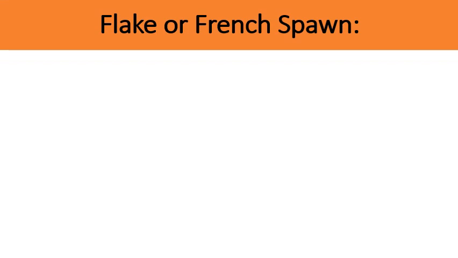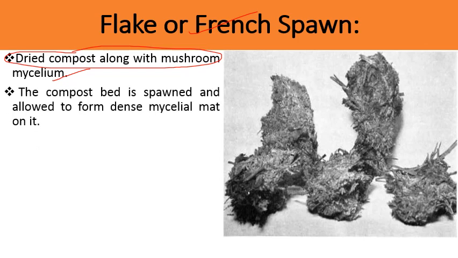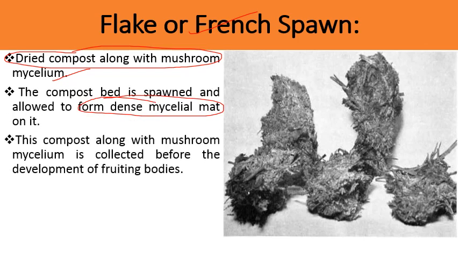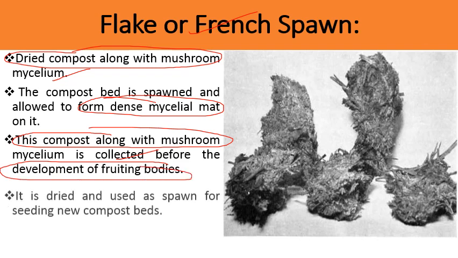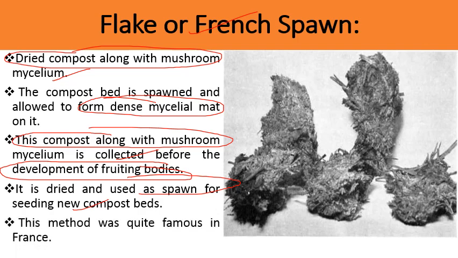Next comes flake or French spawn. Here we use the dried compost along with mushroom mycelium. The compost bed is spawned and allowed to form a dense mycelium mat on it. The compost along with mushroom mycelium is collected before the development of fruiting bodies, and it is dried and used as spawn for seeding new compost beds. This method was also very famous in France.